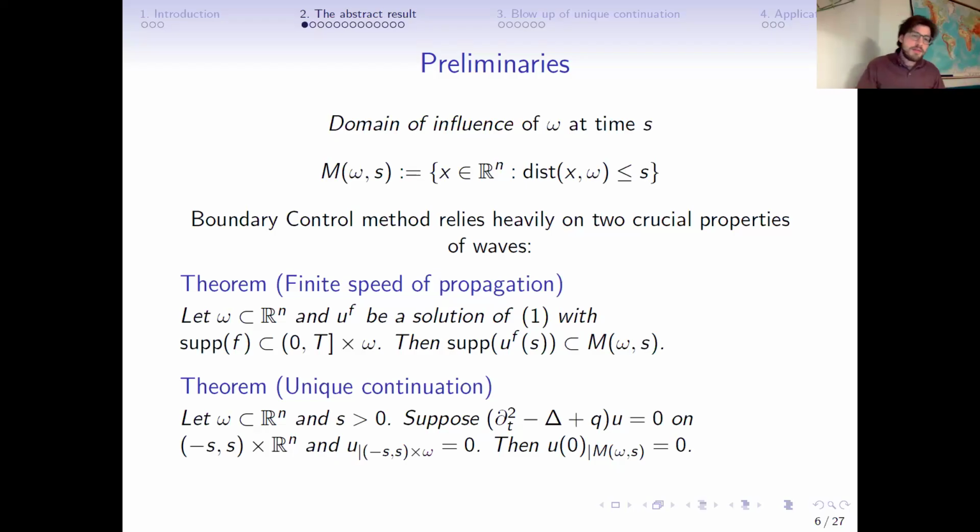Unique continuation is a different property, a different problem, and it asks essentially: let's suppose we have a solution of the wave equation, and suppose that our solution vanishes in some domain. Which is the maximal domain in which our solution has to vanish? In other words, if we have some vanishing property for the solution, how far can we propagate uniqueness?